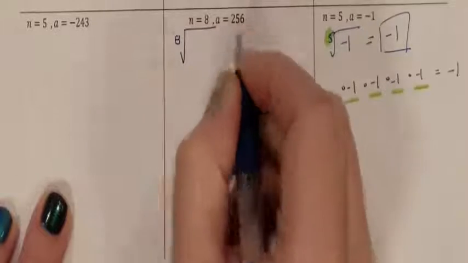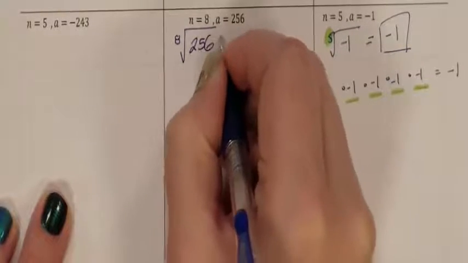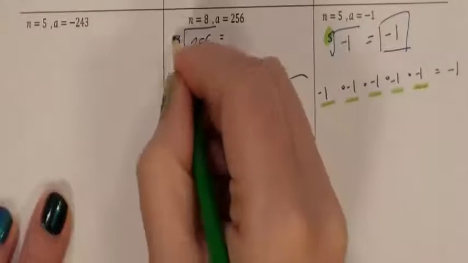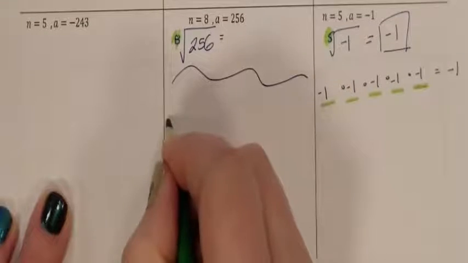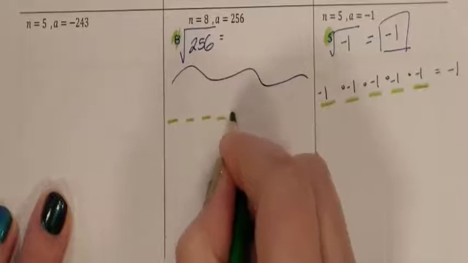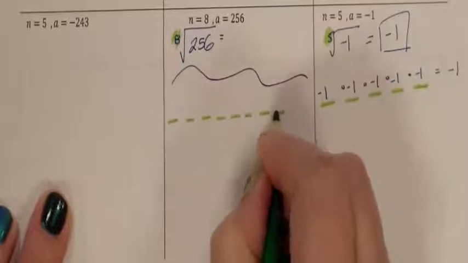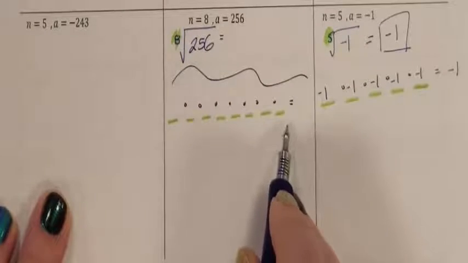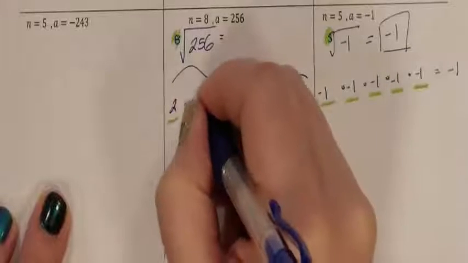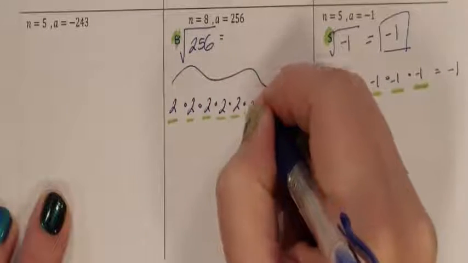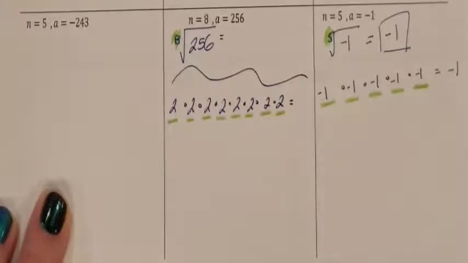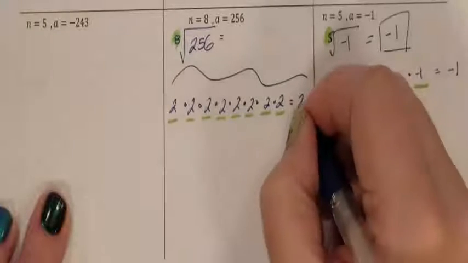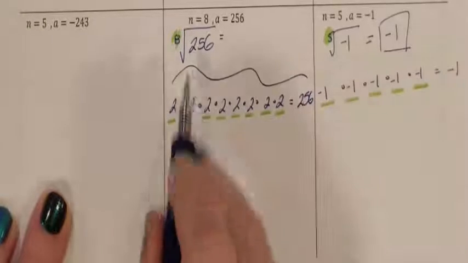Eighth root of 256. So this means I have a number being multiplied together 8 times. So 1, 2, 3, 4, 5, 6, 7, 8. And remember, these all have to be the same exact number. That's a lot of multiplying. So I'm going to start at the smallest number of 2 and see what I get. 2 times 2 times 2 times 2 times 2 times 2 times 2 times 2 is 256, which is the number I was looking for.